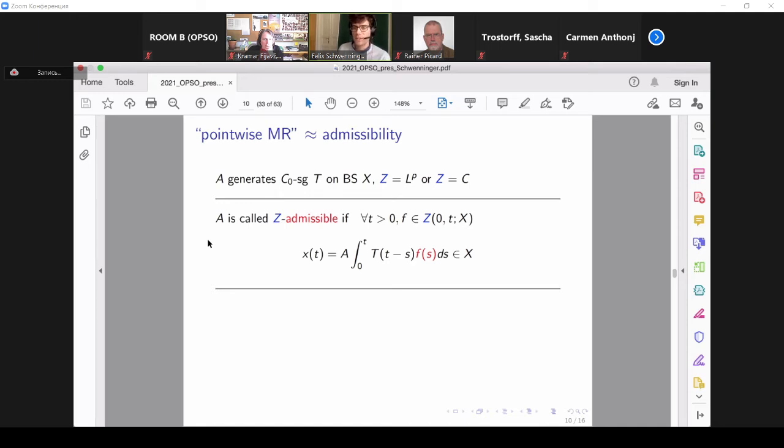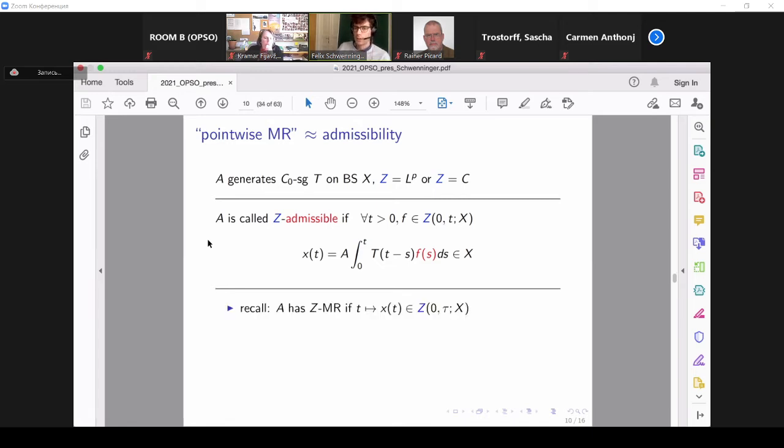If for every T, and in the previous slide this was a tau, and every F in the space C defined on 0T with values in X, the element X of T that stands there, this is A applied to the convolution of the semigroup with F, is itself an element of X again. And it is enough to require this only for some fixed T and all functions F. Then it holds for any other. This is a standard argument, and the same actually holds true for maximal regularity.